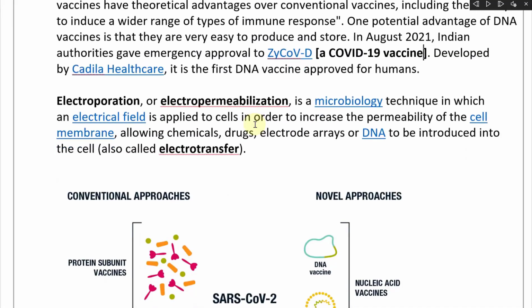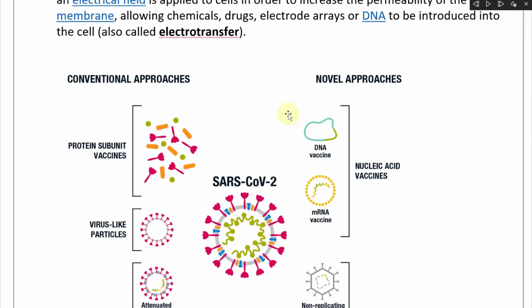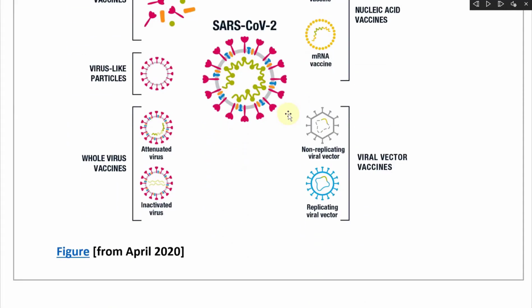So very interesting. And now another thing to learn up on is electroporation, or electropermeabilization. It is a microbiology technique in which an electric field is applied to cells in order to increase the permeability of the cell membrane, allowing chemicals, drugs, electrode arrays, or DNA to be introduced into the cell. This is also called electrotransfer. So it's very interesting. And now let's take a look at this figure illustrating the differences between all these.